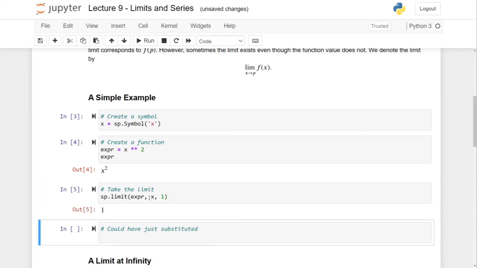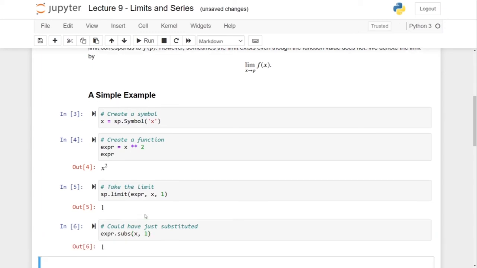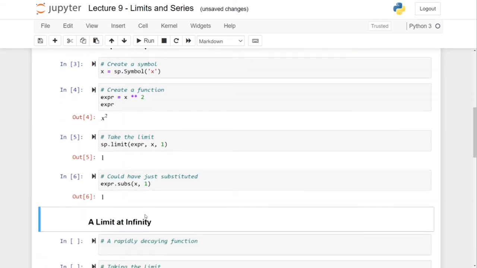But the fact is x squared is also well defined in 1, so we can just substitute the value as well if we wanted to. So we could have just written the expression and then use the subs function we've seen previously with x and 1. And here you can see we get the same thing. So if it's possible to evaluate the function, we can just do that instead of the limit function. However, not everything is that simple.